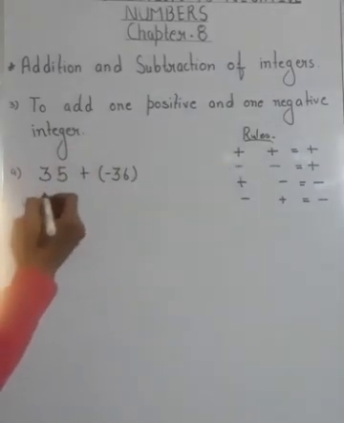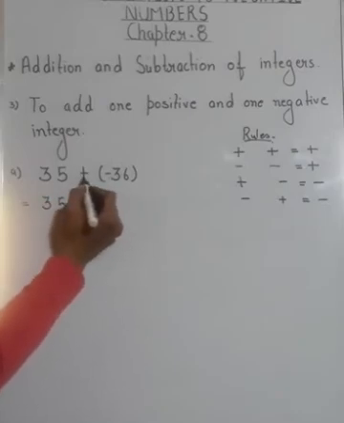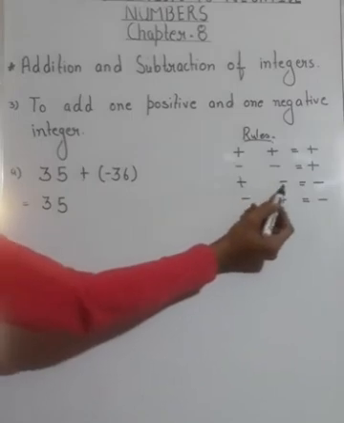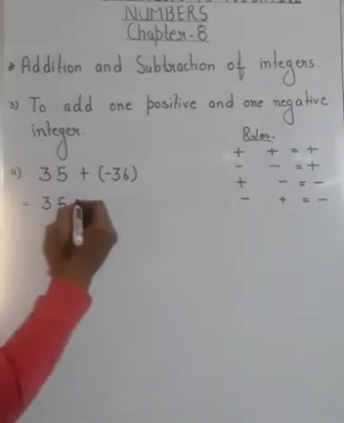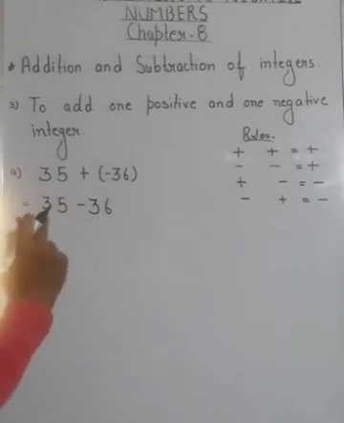Okay, so it is 35, so you write 35. Now you can see here I have two signs. This is plus and this is minus. Okay, I have written plus minus is equal to minus. So this will be minus 36. Clear? Now 35 minus 36 will be 1.